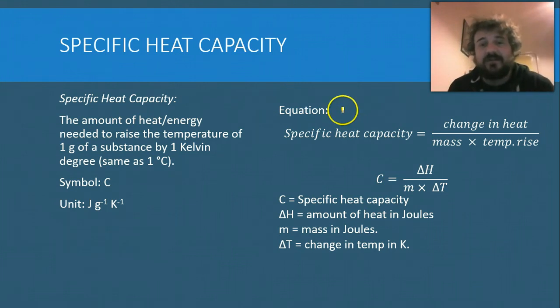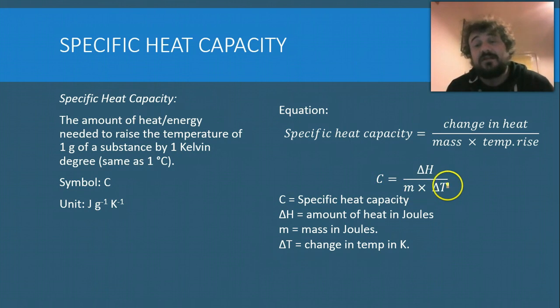So the equation for it is the specific heat capacity equals a change in heat divided by the mass times the temperature change. So we would write it like this: C equals delta H divided by mass times temperature change. You would get the specific heat capacity from an experiment, basically.